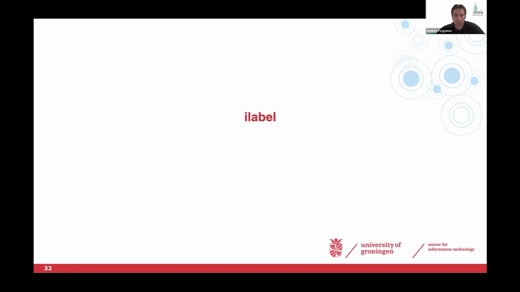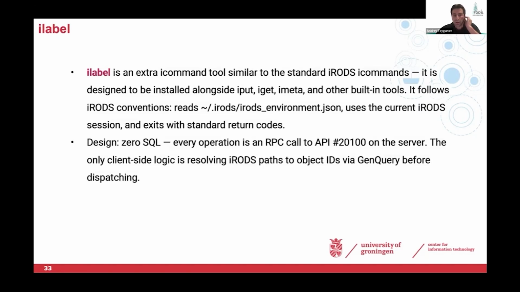So the iLabel tool. iLabel is an extra i-command tool similar to standard iRODS commands, and it uses absolutely the same code pattern. So zero SQL, it all goes to RPC, well, PRC, and goes via the registered API 2000 that operates with labels.